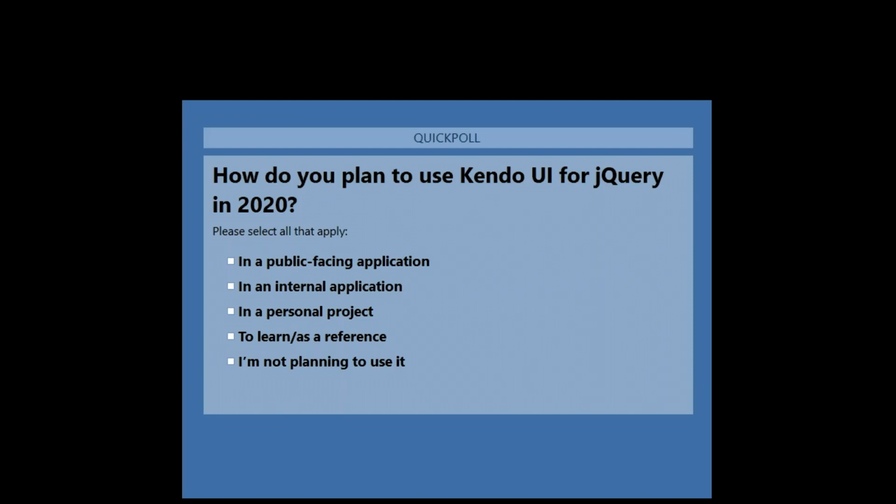Perfect. All right. So we have in a public-facing application, in an internal application, a personal project, to learn or as a reference, or I'm not planning to use it. So if you joined right at the end of TJ's section here, this might be the second time you answer this, but this is helping us, specifically just around how folks are using the Kendo UI for jQuery components today. And it's sort of interesting to see the previous two are neck and neck between internal and public facing, and it's mostly the same for jQuery, but public facing is pulling ahead here a little bit.